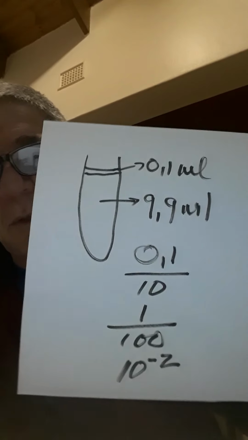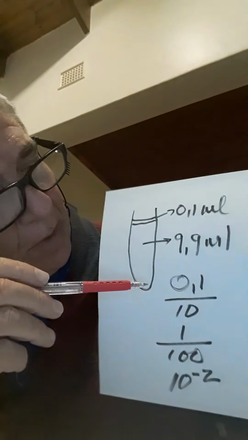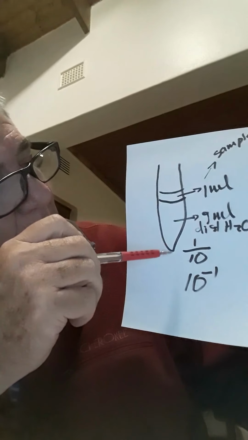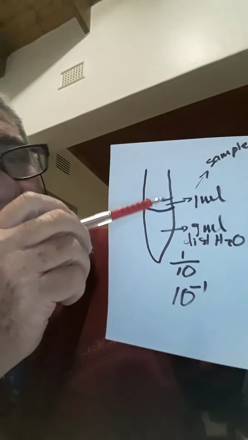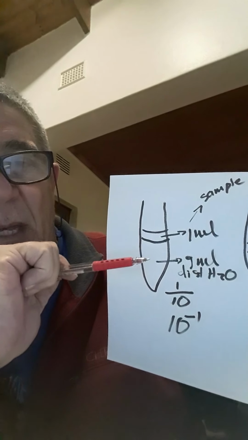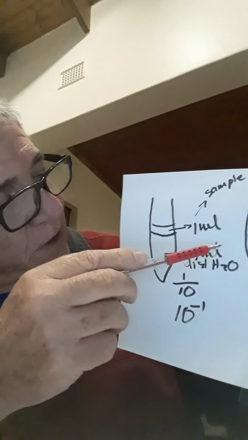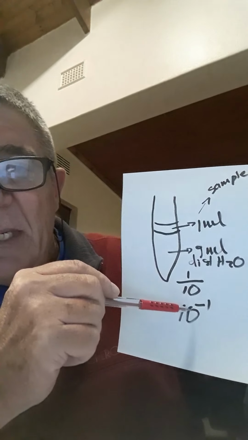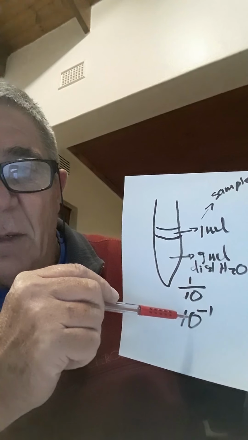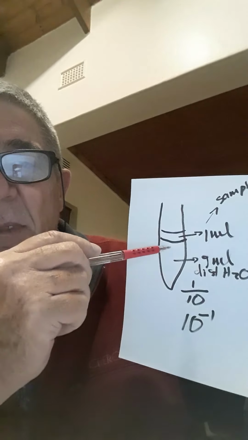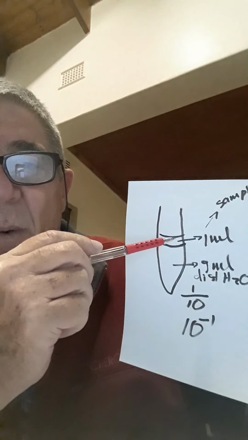Let me start with this one. We're using 9 ml dilution water and 1 ml sample. Do you agree with me? This dilution is 1 over the total volume of 10, so 1 over 10, which is the same as 10 minus 1. So if I say, class, make a 10 minus 1 dilution, you will know immediately it's 9 ml sterile dilution water plus 1 ml of the sample.